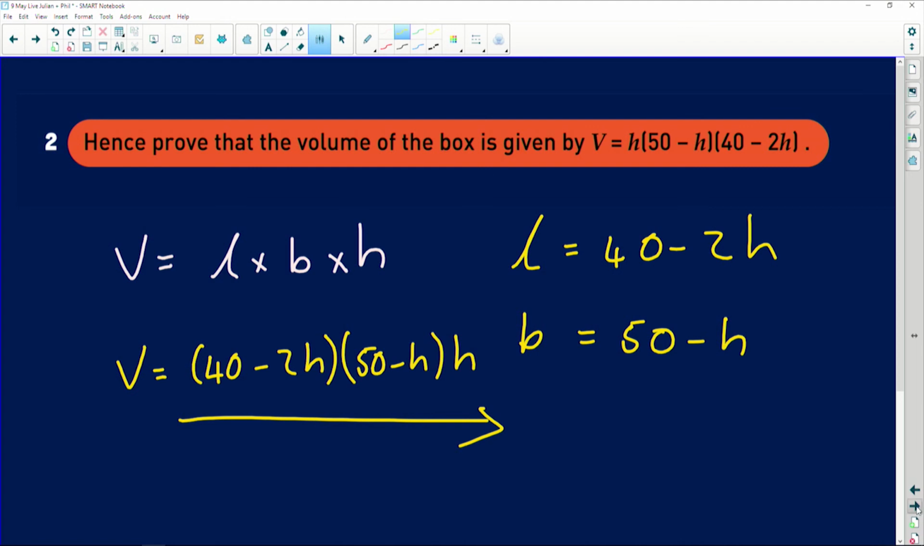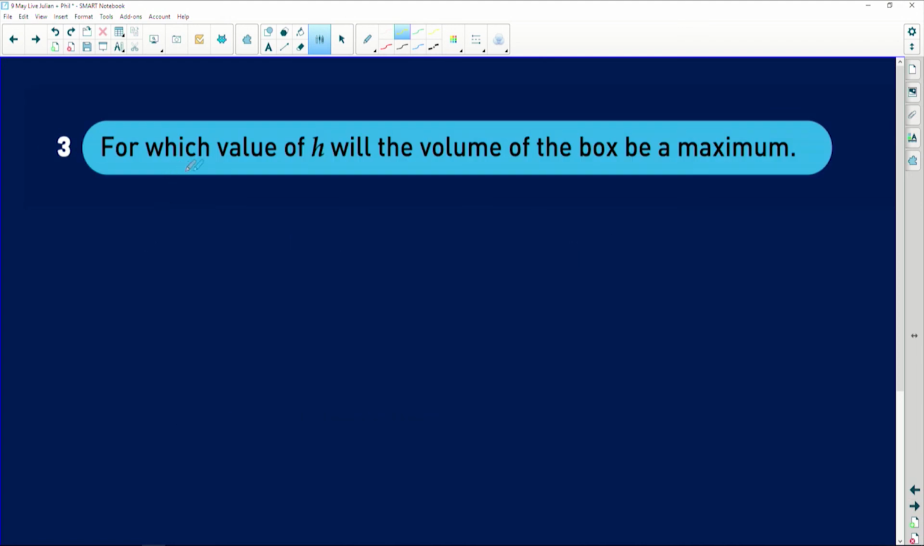Let's move on to the next part of the question. It says here, for which value of h will the volume of the box be a maximum? Guys, when it comes to maximization and minimization problems, to find the maximum or the minimum, we equate our first derivative to 0. So to get that, we first need to find an equation that we can take the derivative of, and then from there equate that to 0.